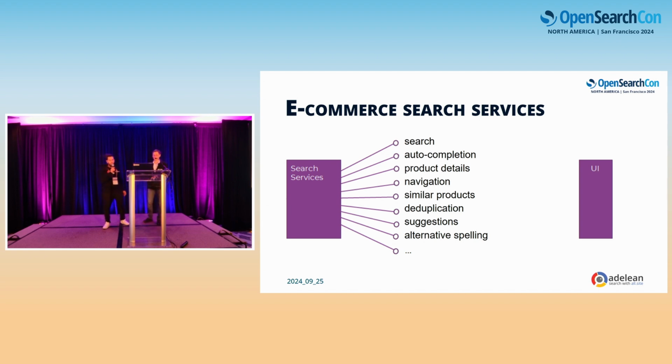Of course, you have search and autocomplete services, but you also need to provide other search services in the platform. For example, deduplication. If we have a marketplace, we have a lot of products that are coming from several providers, but it's the same product, so you have to do the deduplication. And you also have to provide suggestions, similar products, navigation, of course, as we said, and product details for the page of products.